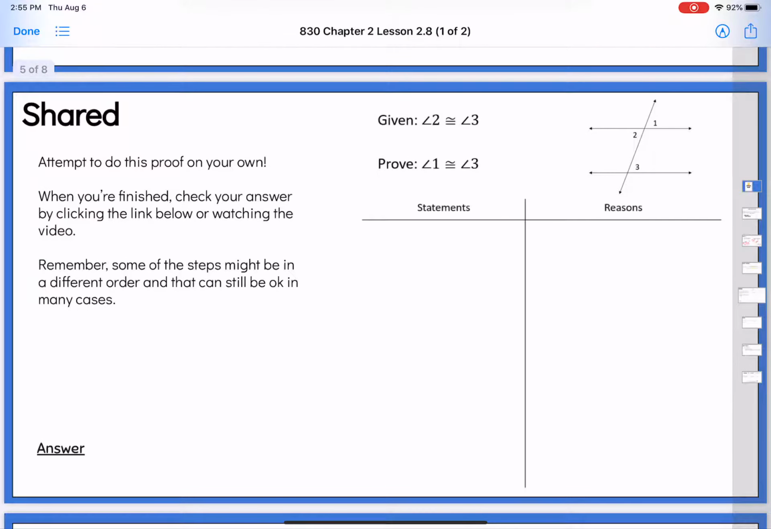So here's a proof for you to do. See if you know how to use that new theorem in a proof. You're given that angle 2 is congruent to angle 3. You prove to me why angle 1 is congruent to angle 3. Go ahead and pause your video, and then when you're ready, you can check it using the link down at the bottom, or you can watch and I'll walk you through it.